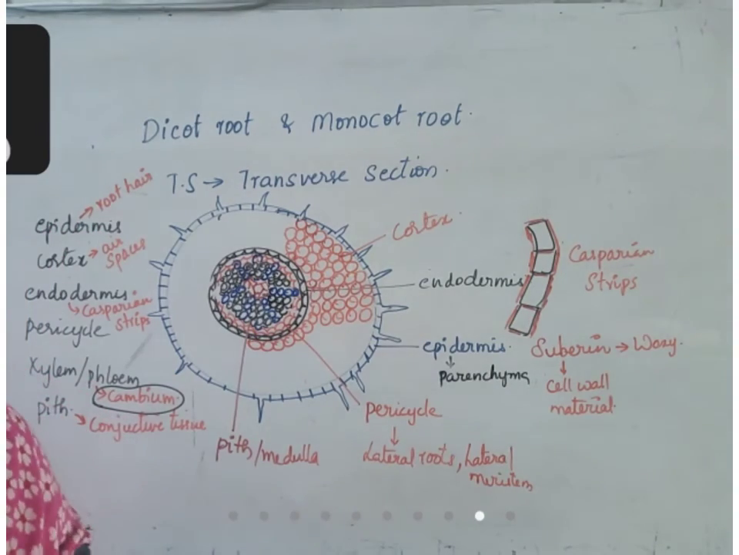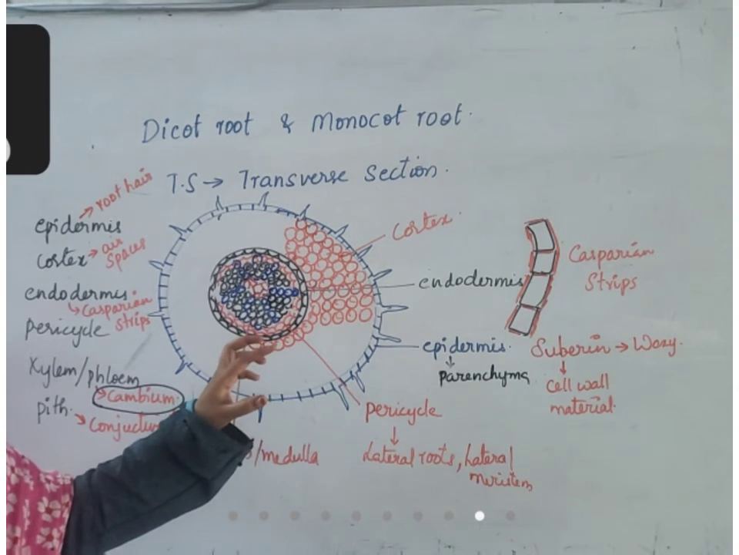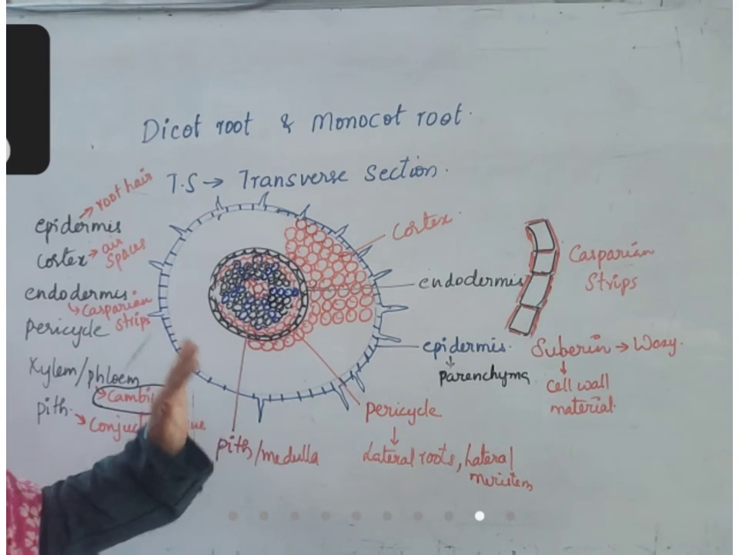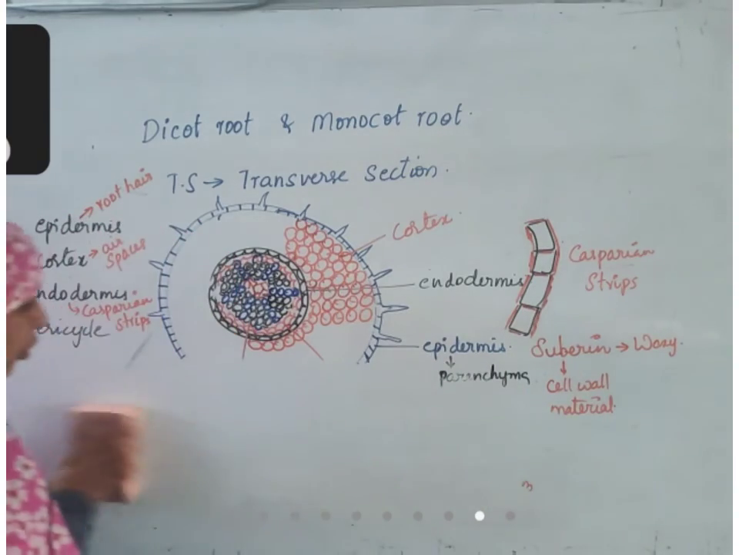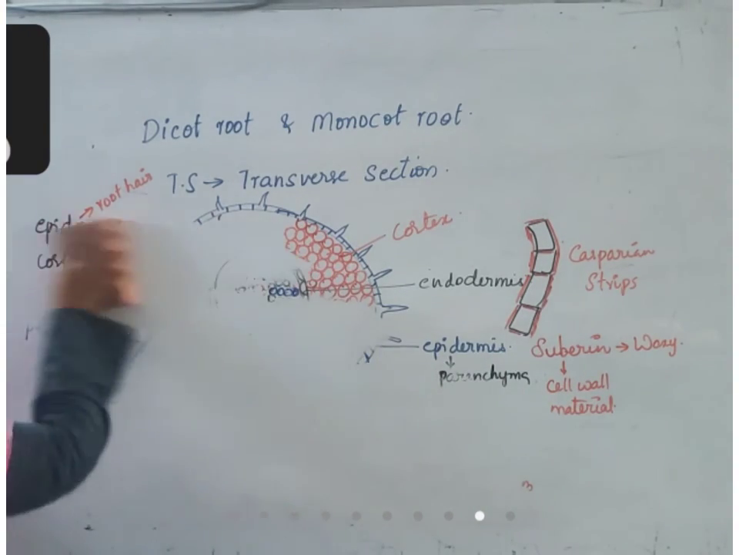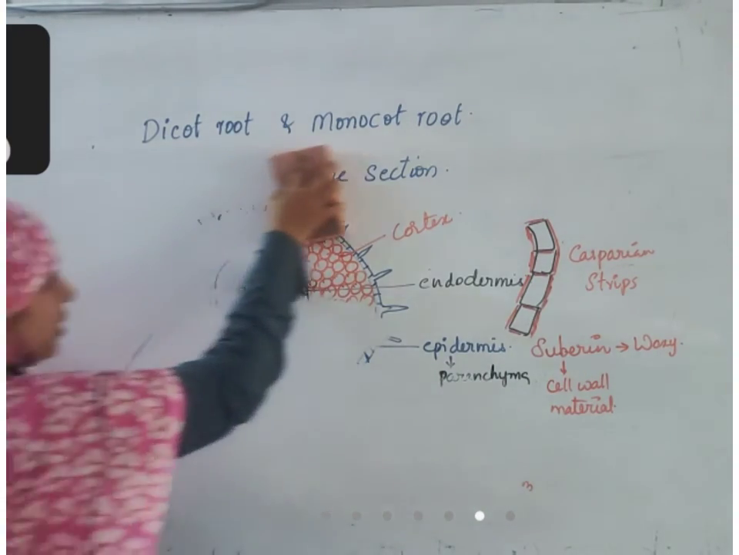Okay? And the next thing is Casparian strips. We have talked about Casparian strips. They are absent in monocot roots. So now let us see what are the differences between a monocot and a dicot root. I'll list out the differences.